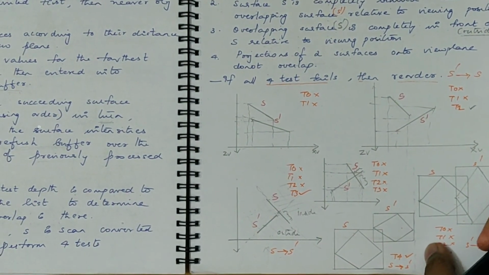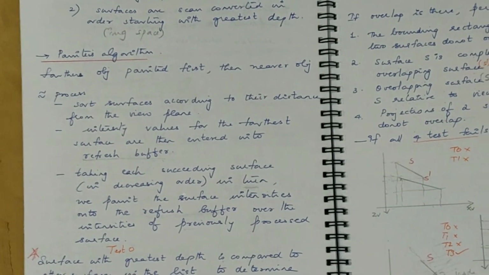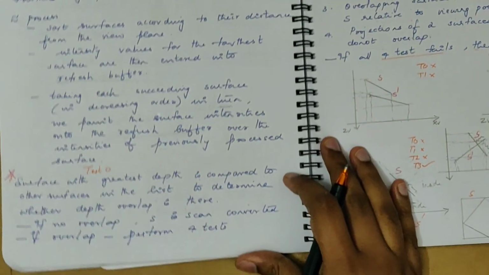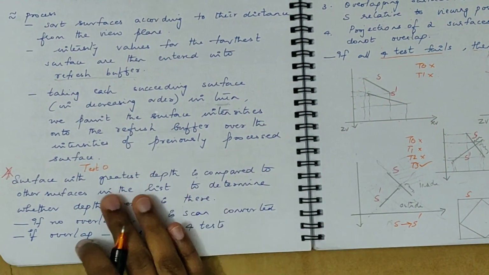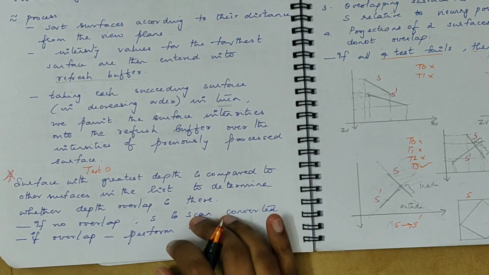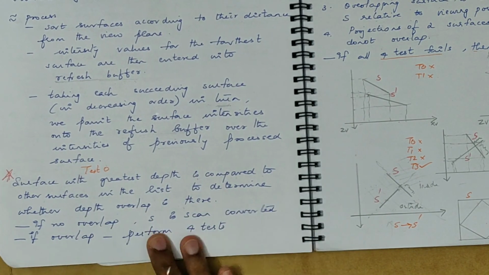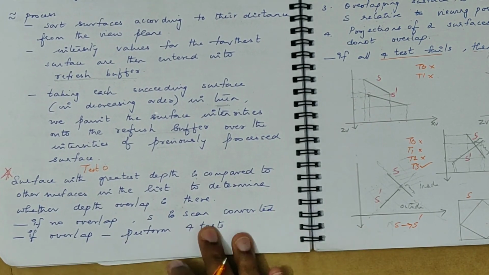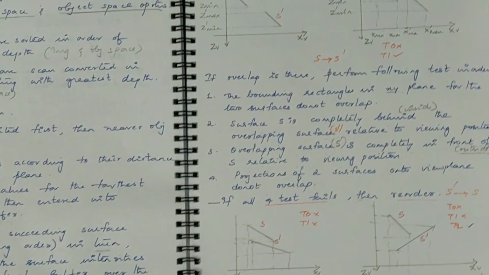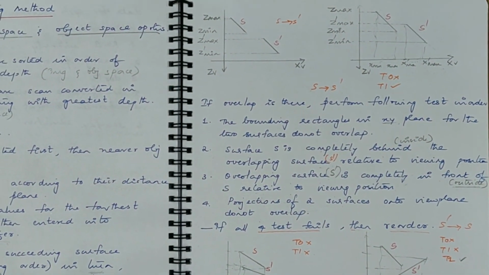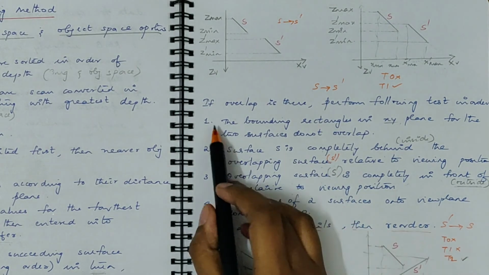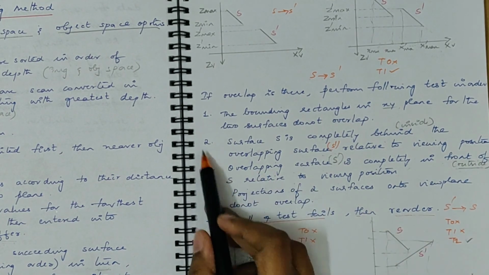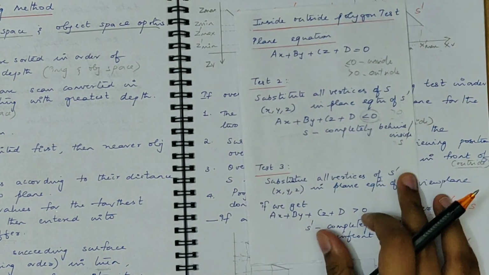So what do you do? First you sort the surfaces in decreasing order of depth, and then you take each surface one by one and perform the 4 tests. Before that you will perform test 0, whether there is overlap in the z-axis. If there is no overlap in the z-axis, then S will be scan converted followed by S dash. If there is an overlap, you have to perform the tests one by one. Remember that you need not perform all the tests; you go to test 2 only if test 1 fails. Remember that point.